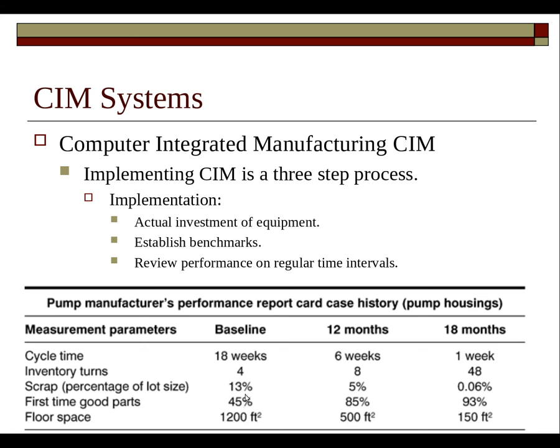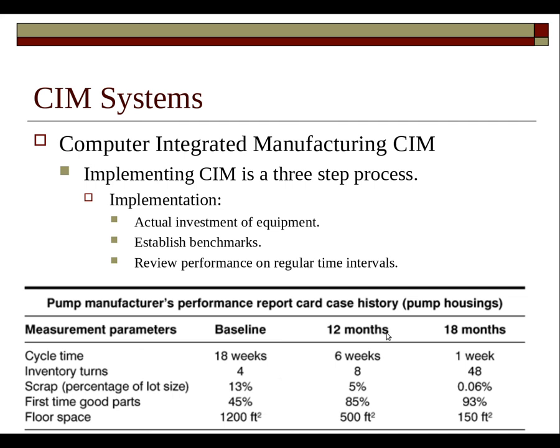45% was found to be good the first time. So this means you had to send back 55% of it, and it went back and had to have something reworked. And then out of that stuff that was reworked, a total of 13% of that still wasn't good enough to be sent. And they were also using up to 1,200 square feet of floor space.